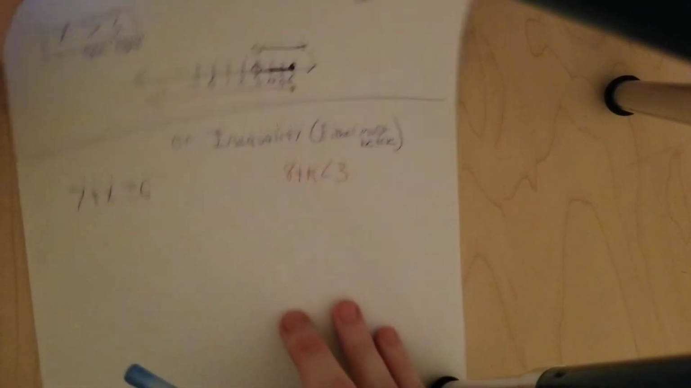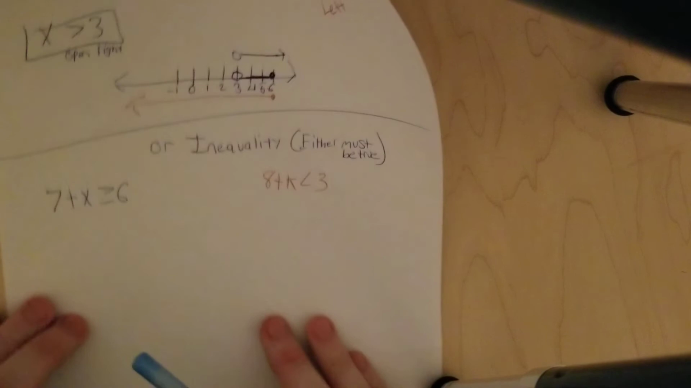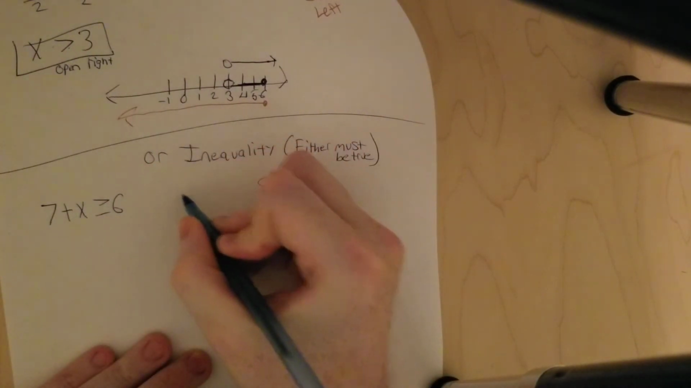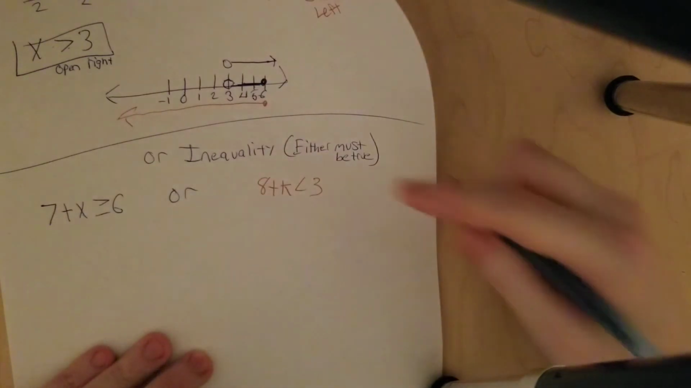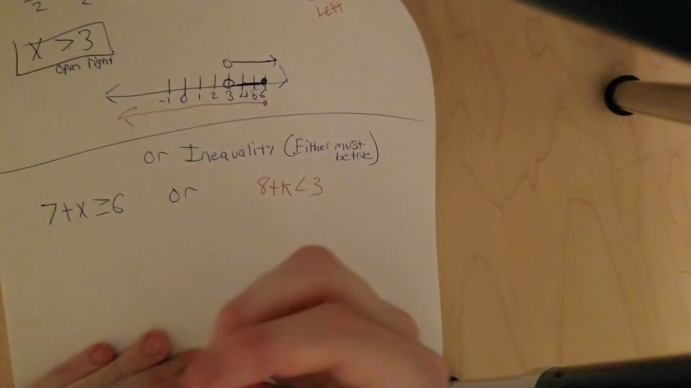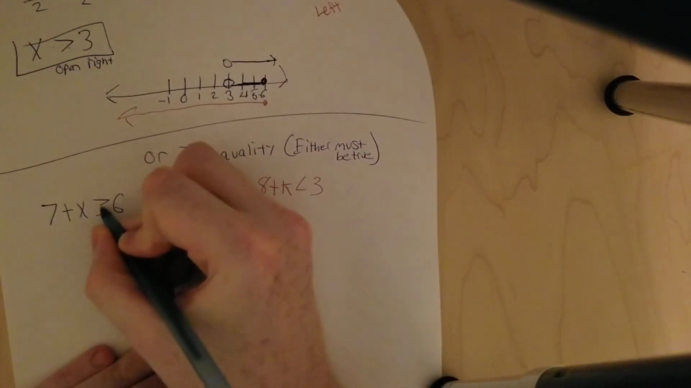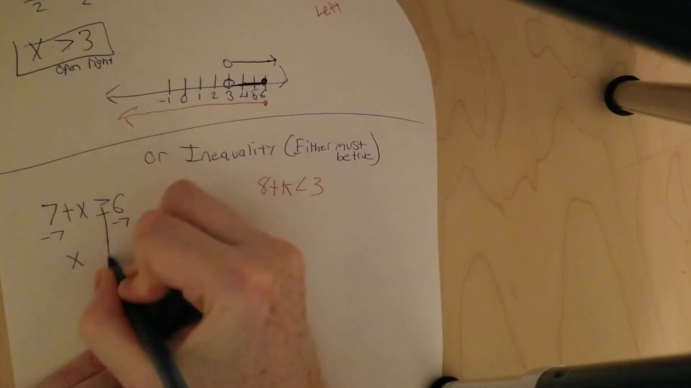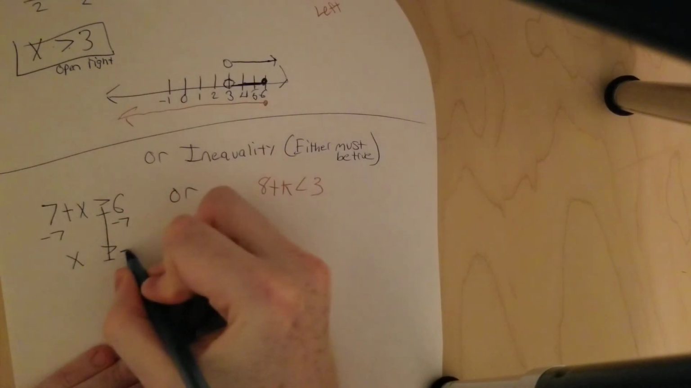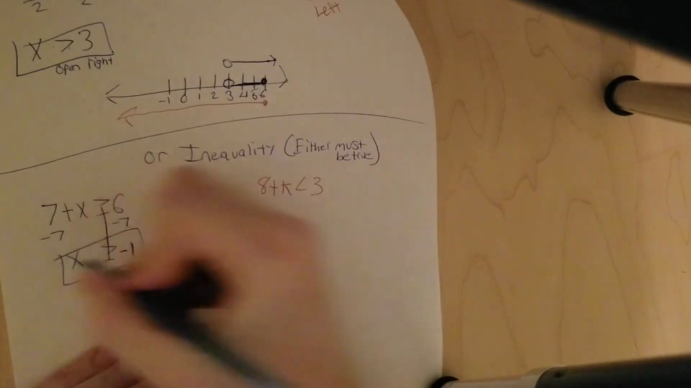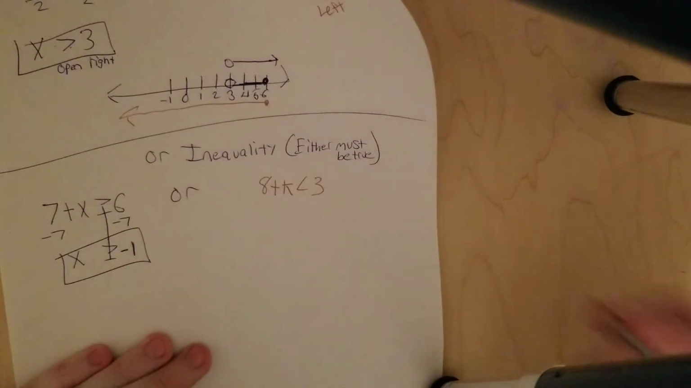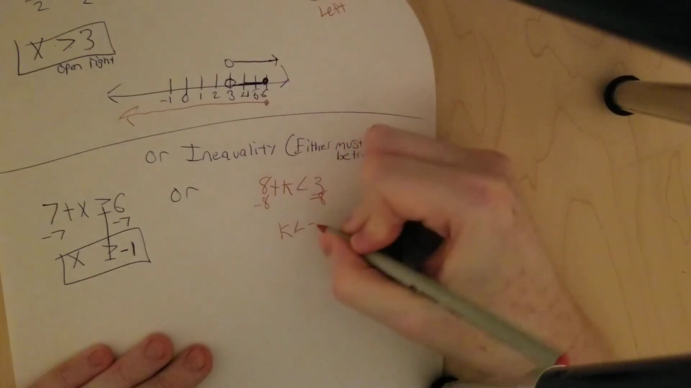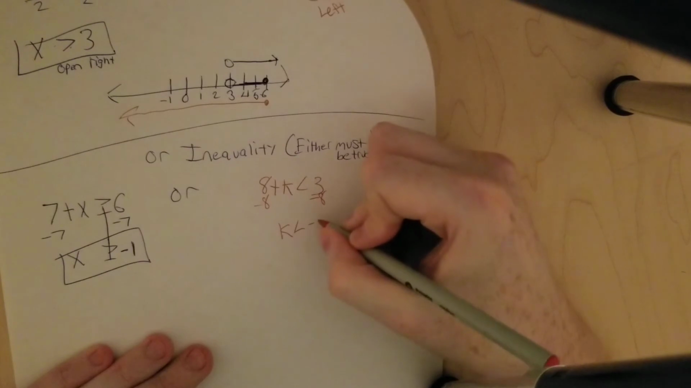The other situation you can have is if it's an "or" inequality. So for this problem, we have 7 plus x is greater than or equal to 6, or 8 plus k is less than 3. So the first thing you want to do is just solve these. For this first one, you would just subtract 7. So you would end up with x is greater than or equal to -1. The second one, we're just going to subtract the 8 over. So you would have k is less than -5.